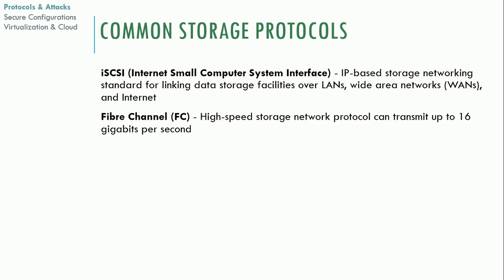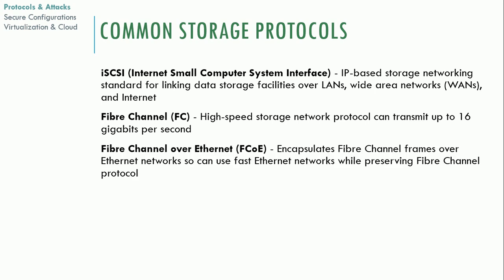One of the challenges with iSCSI is the fact that it uses Ethernet, and Ethernet is a limited technology. So one of the other technologies that is really used is Fibre Channel. Fibre Channel is much faster than Ethernet. You can see here it's up to 16 gigabits per second, and that's significantly faster than we routinely see with Ethernet. But in any event, Fibre Channel is the other option. Then you have Fibre Channel over Ethernet, which encapsulates Fibre Channel frames over Ethernet networks, so it can use faster Ethernet networks while preserving the Fibre Channel protocol.